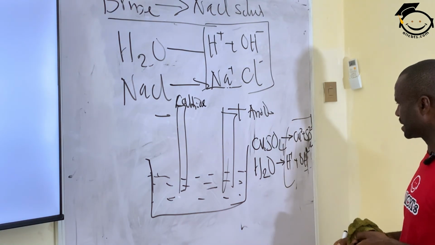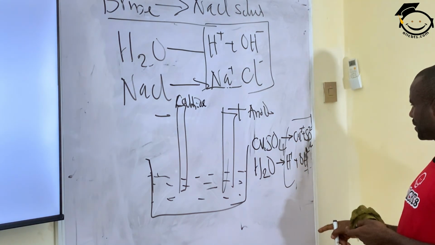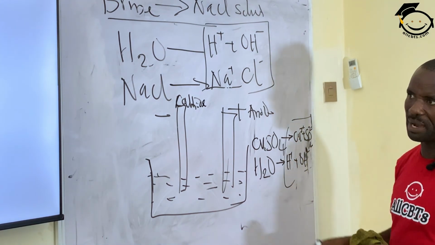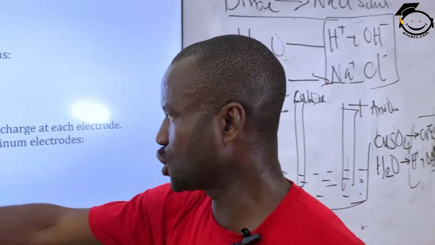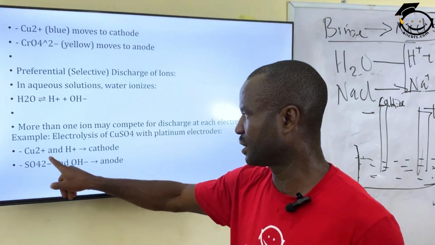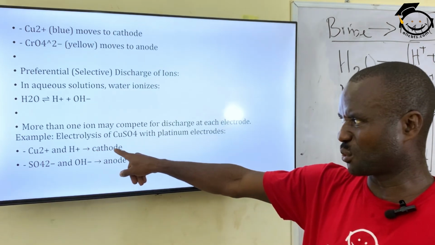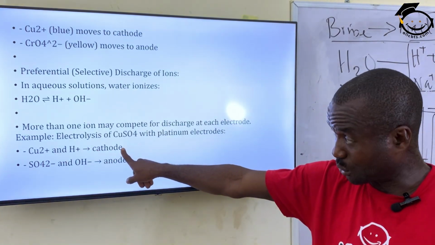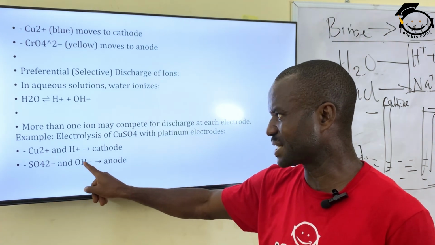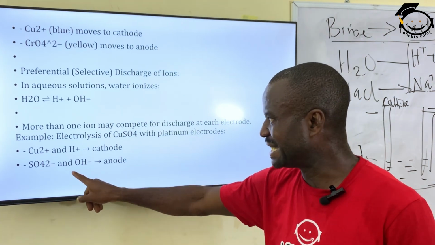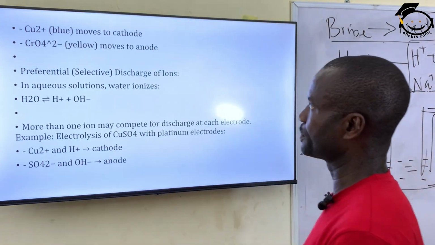The 4 ions are competing. The positive ions are hydrogen ion and copper 2 ion. The negative ions are hydroxide ion and SO4 2 minus ion. So when they compete, which one will be preferred? Copper 2 ion and hydrogen ion are positively charged, so they will be attracted towards the negative electrode, which is called the cathode. SO4 2 minus and hydroxide ion, OH minus, are negatively charged. Automatically, they will be attracted towards the positive electrode, which is called the anode.